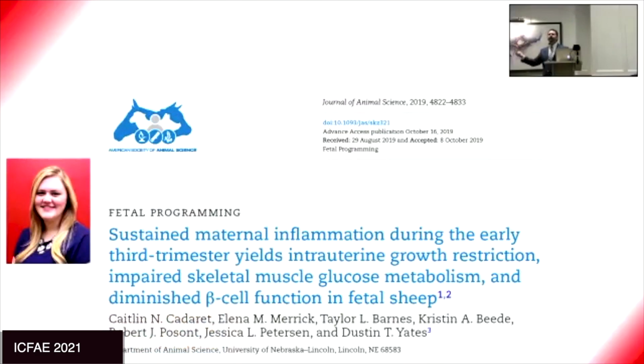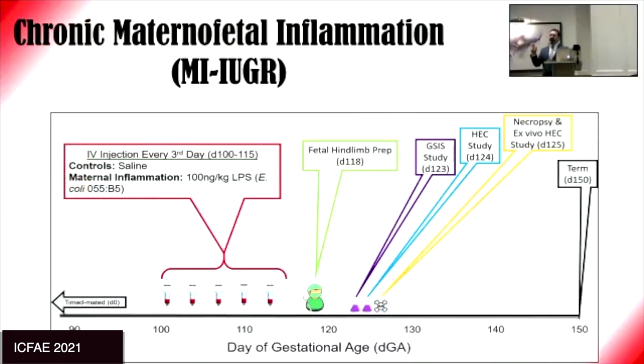So we thought, well, maybe that's the mechanism in the IUGR fetuses. And so we went after that, and this is Caitlin's dissertation study here. So we changed up our model a little bit. Instead of using heat stress to produce placental insufficiency, we waited until the 3rd trimester, and then we started injecting the ewe serially every 3rd day with LPS to induce maternal fetal inflammation.